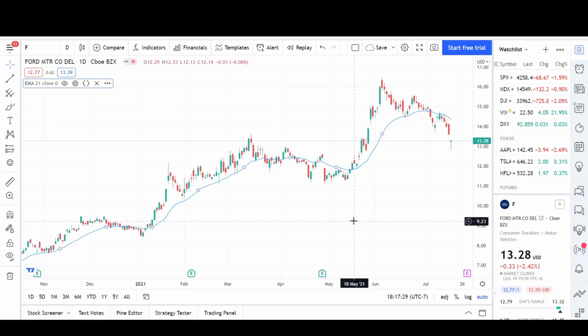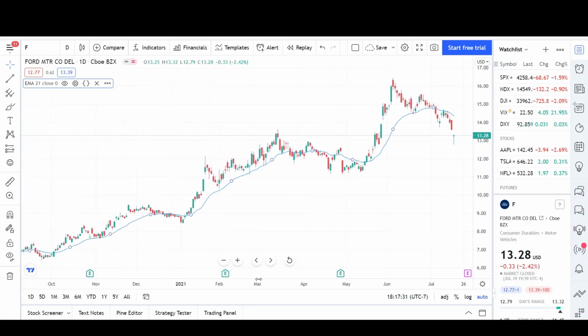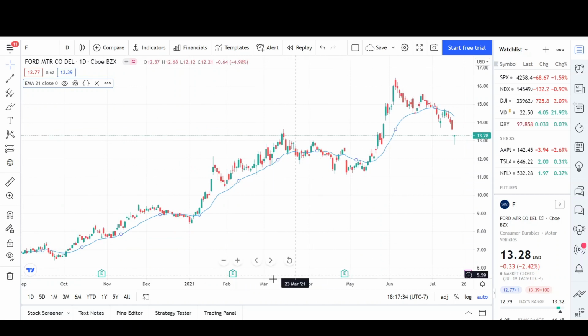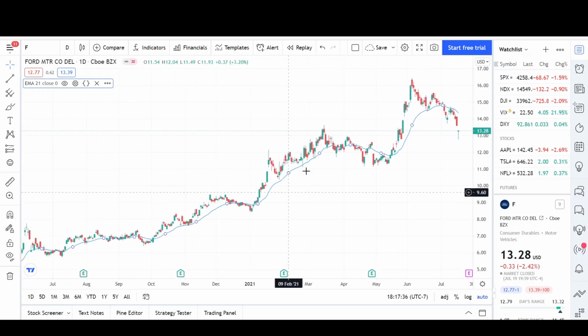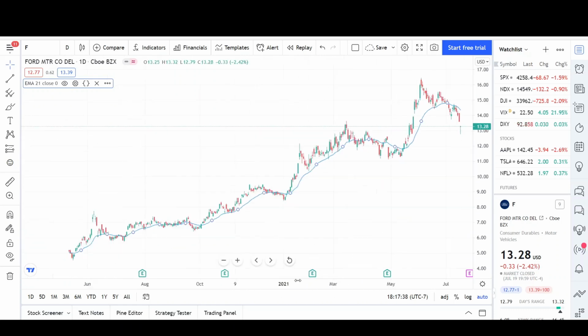So here we have the daily chart for Ford Motor Company. I removed the volume indicator and added the 21 bar EMA to show the strength and direction of this uptrend that we're in currently.